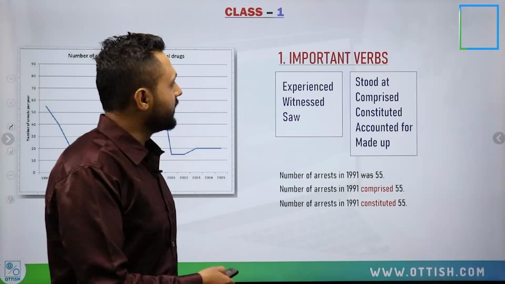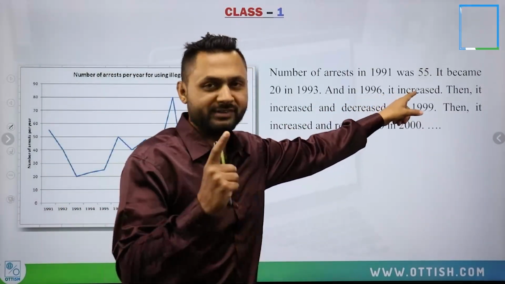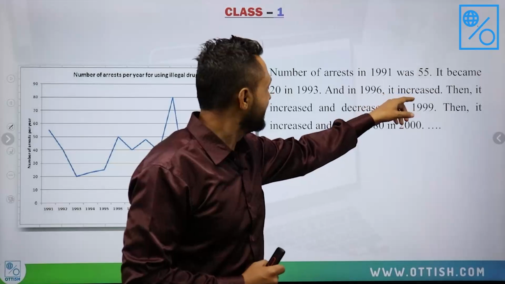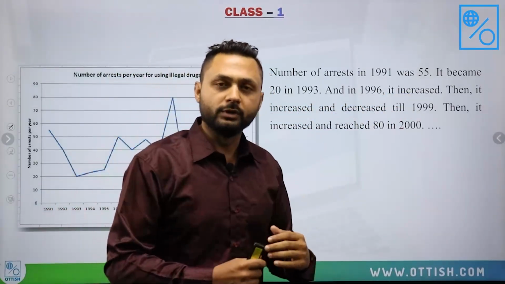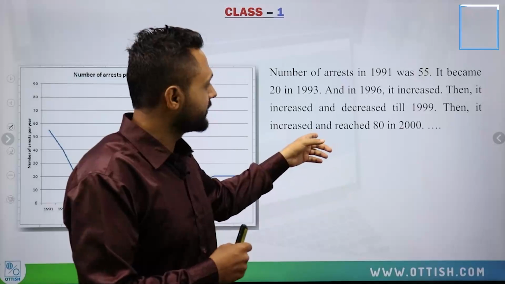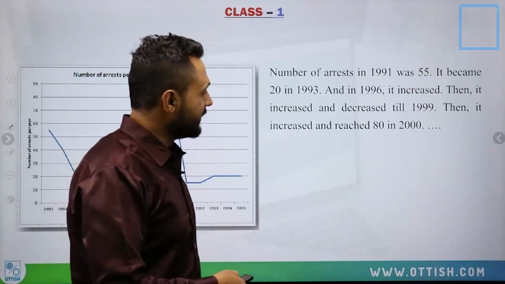Okay, let's see the beginning example here. In this case you have used only one sentence structure. You have written it increased, it increased, it decreased, it increased. So you have written only one sentence structure. That's why it looks like the answer written by somebody who is in class 5 or class 6, right?